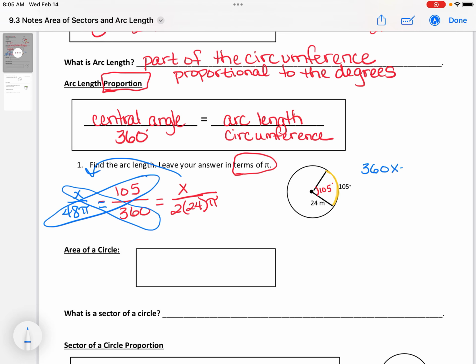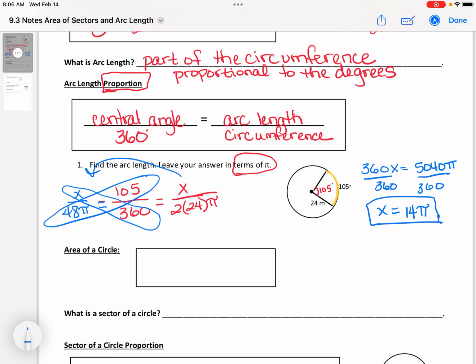So we have 360 x equals 105 times 48, which is 5,040 pi. I divide by 360, and I get x equals 14 pi. So proportions, cross multiply. Okay.